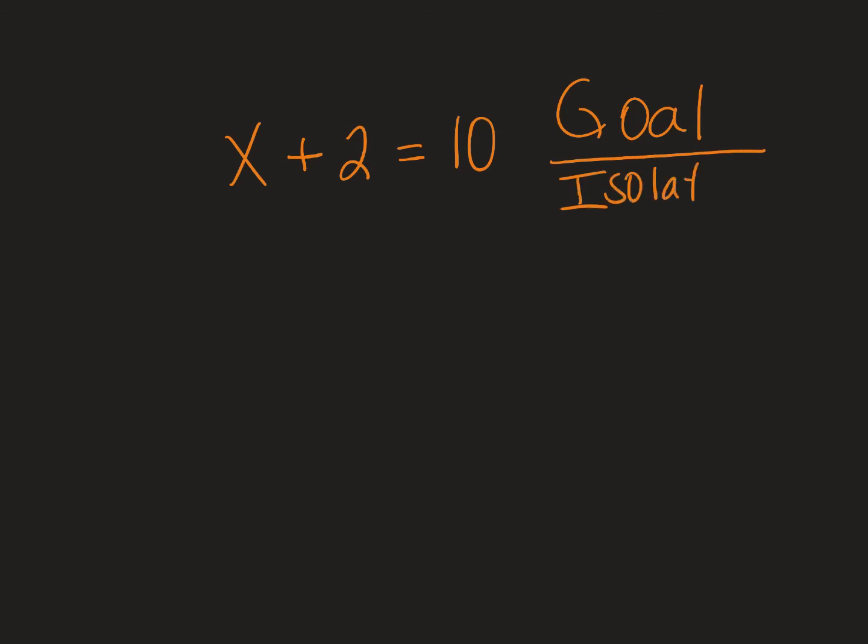Okay, so now let's get to the heart of it. So if you have x plus 2 equals 10, your goal when you are solving equations is to isolate the variable, because when you do that, that is going to tell you what the value of the variable is. X is our variable in this case. So here are your steps. Since you have x plus 2 equals 10, you're going to do your opposite or your inverse operation.